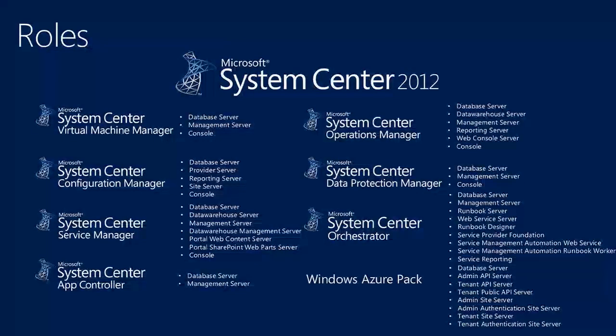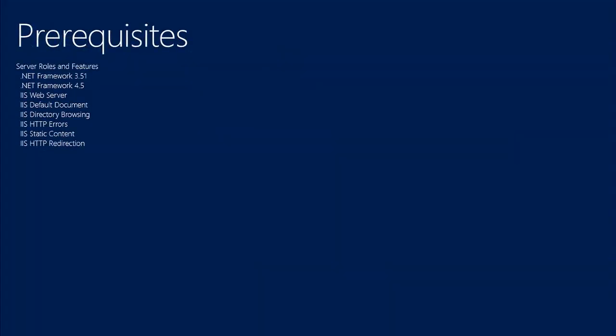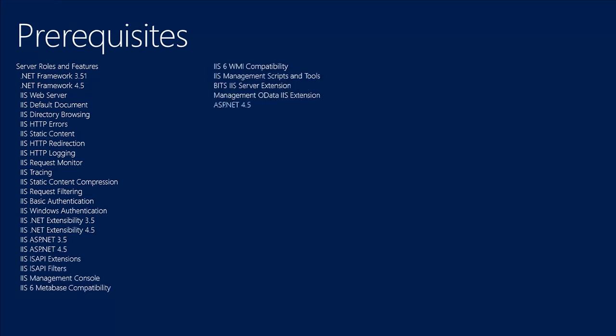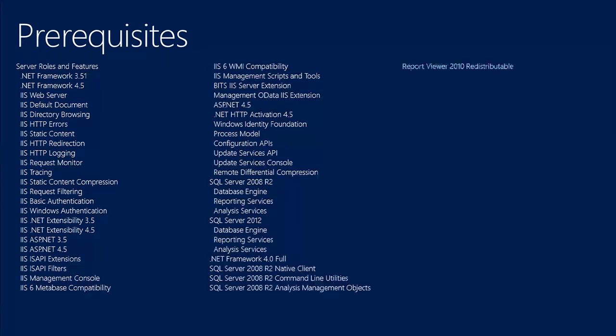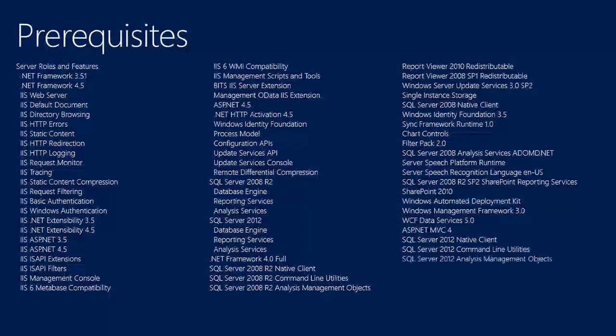Then you take it a step further. Each one of these roles has 1 or more prerequisites. And there's a lot of them. Some combination of this you have to install before you can deploy those roles. And actually, this is by no means a full list. This was the list for System Center 2012. There were more for SP1, there's more for R2, and there's a lot more for Azure Pack.